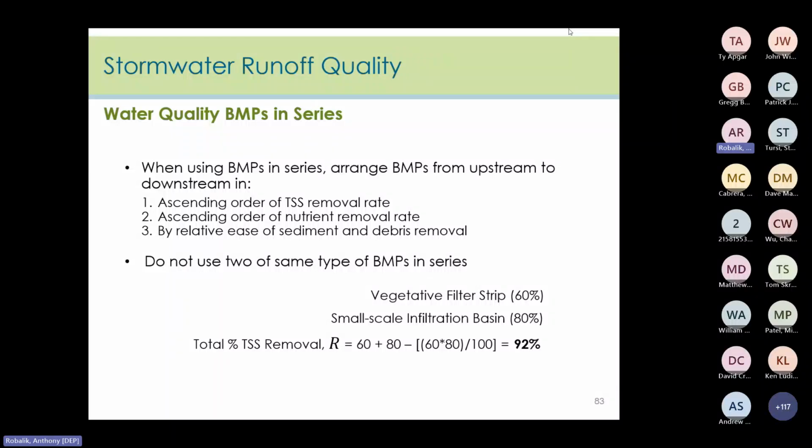Let's run through a quick example of calculating the effective TSS removal rate for two BMPs in series. In this case, we have a vegetative filter strip, which by itself is rated for 60% TSS removal. Downstream of that, we have a small-scale infiltration basin, which is rated for 80% TSS removal. If we put them in series, plugging the values into the equation here, we get a combined effective TSS removal rate of 92%.